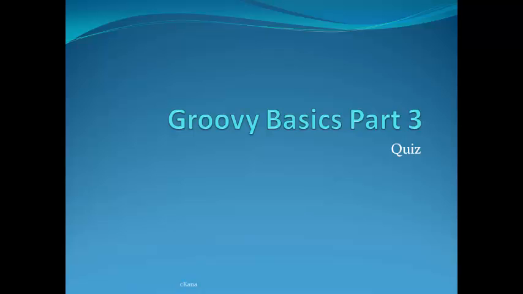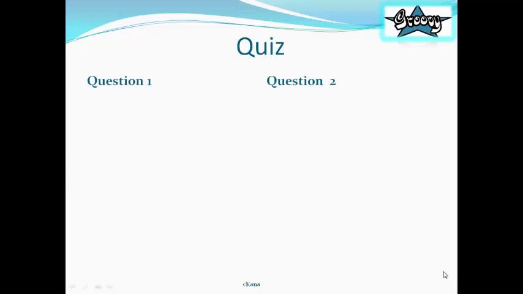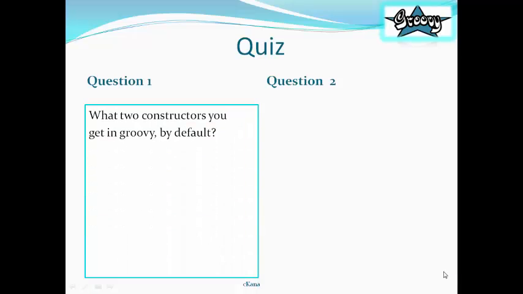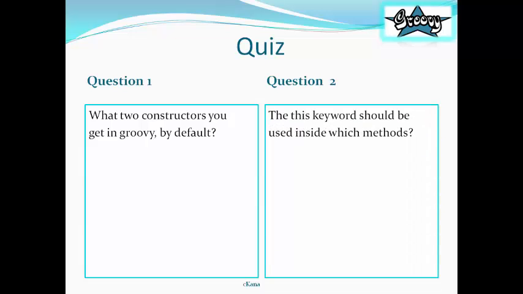This is the end of the lecture. Now it's time for the quiz. Quiz question 1. What two constructors do you get in Groovy by default? Question 2. The this keyword should be used inside which methods? A. Private, B. Public, C.